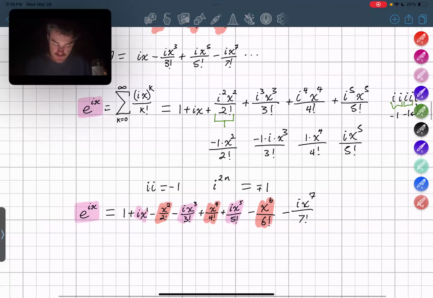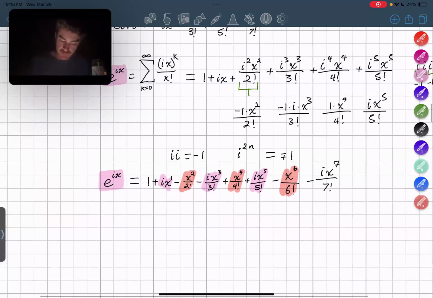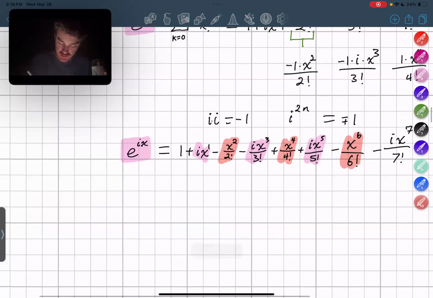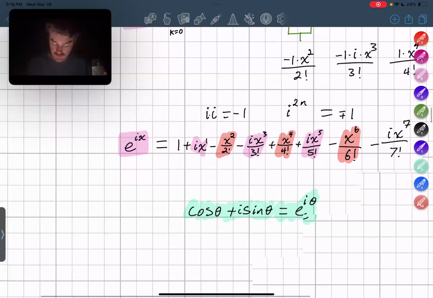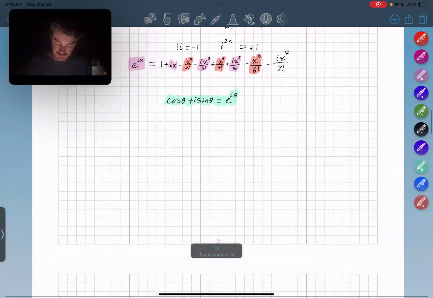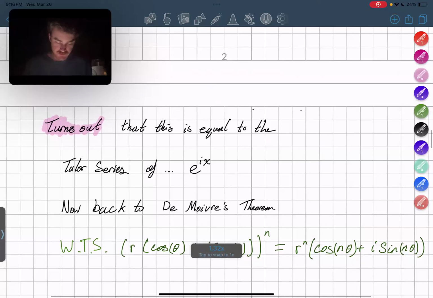All right, so what we've just shown here is quite interesting, and that's that cosine theta plus i sine theta equals e to the i theta. And this is really critical for understanding de Moivre's theorem. It turns out this is equal to the Taylor series of e to the ix. Let's go back to de Moivre's theorem.